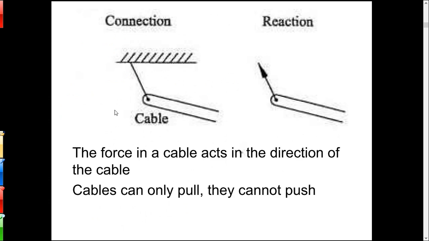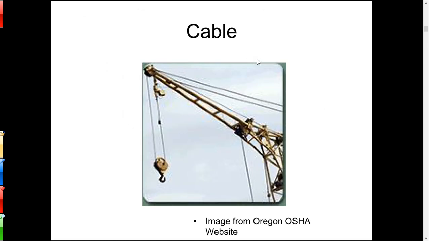Okay, the first one is a cable. Now, a cable force acts in the direction of the cable. So a cable force pulls along the cable itself. So if you know the angle of the cable, you also know the angle of the cable force. That's the idea. Okay. Now, the other thing about cables is all they do is pull. You can't push with a cable. So if you have a cable support on an object, you know both the angle of the reaction and you also know which way it goes because it has to pull.